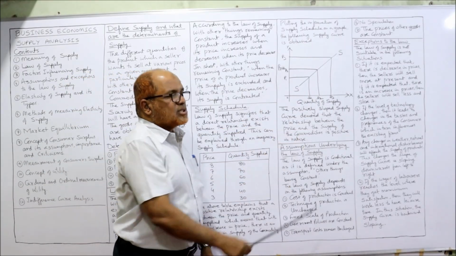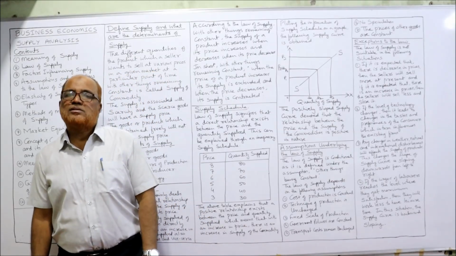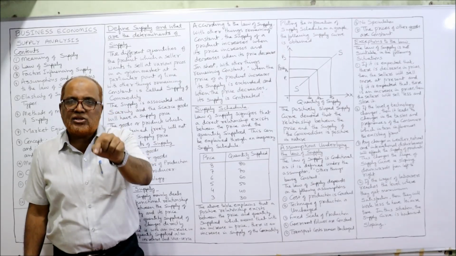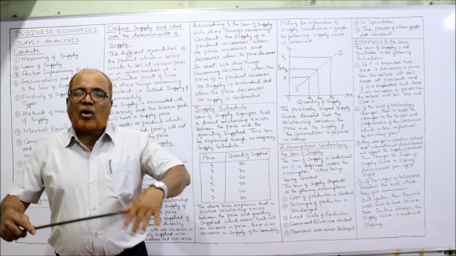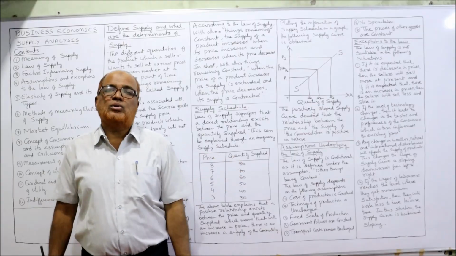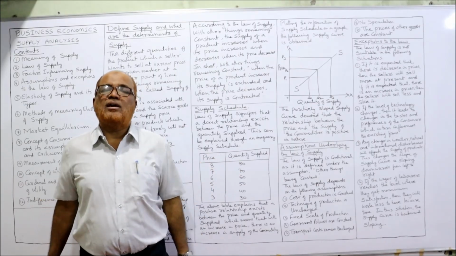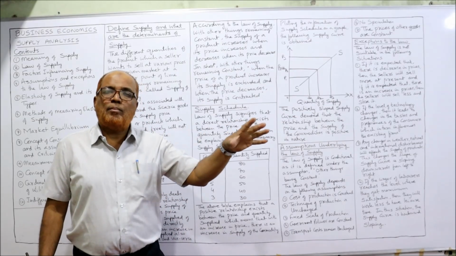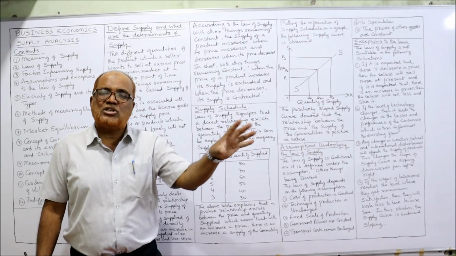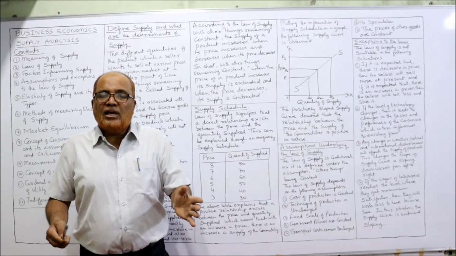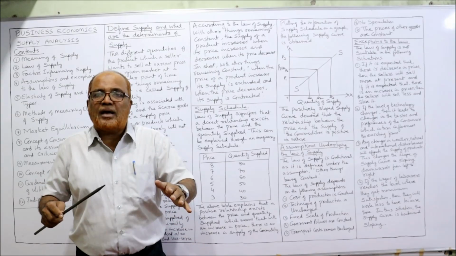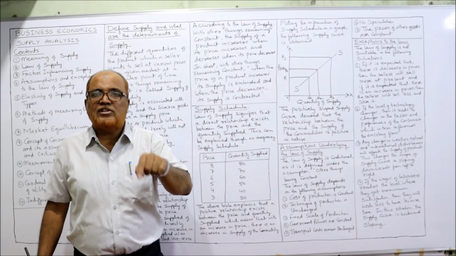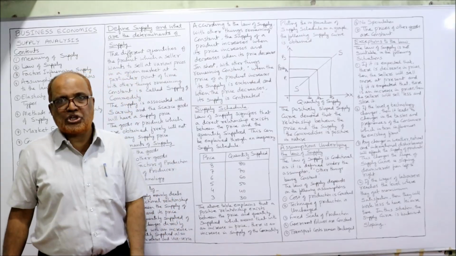Next one, the prices of other goods are constant. See here, the supply of a commodity does not depend only on its own price, but also on the prices of related goods. Nowadays the markets are very competitive. We don't have a single supplier. We have so many suppliers, so many competitive products. So if there is a change in the price of the related goods, then definitely the sales of this particular product will also change.